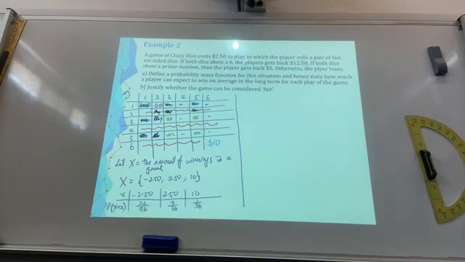From there, you can write out the probability mass function. You can have the table. When x equals minus 250, the probability of X equals x is 26 over 36. And then 250 is 9 over 36, and $10 is 1 over 36. Got it?